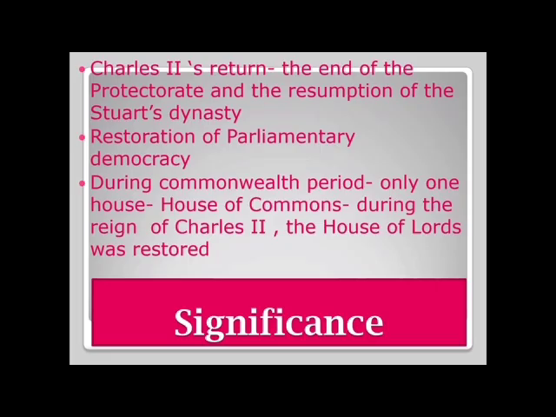Let us see the significance of Charles II's return. Charles II's return indicates the end of the protectorate and the resumption of the Stuart dynasty. So it is a period of restoration of parliamentary democracy. During the Commonwealth period, there was only one house, that is the House of Commons. During the reign of Charles II, the House of Lords was restored. So this is the prominent significance of Charles II's return.